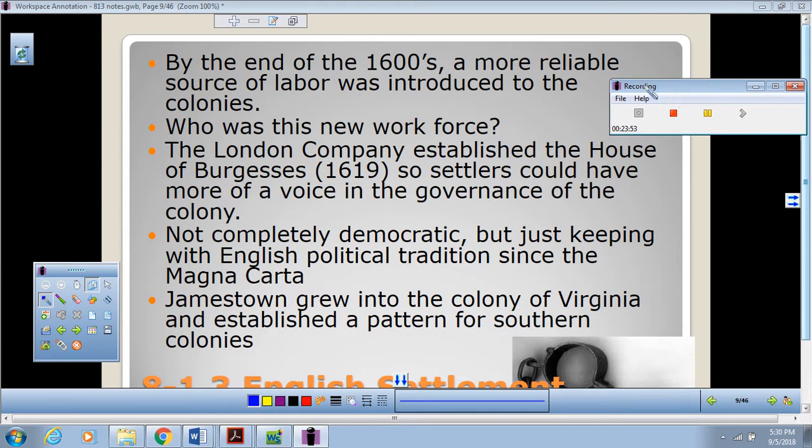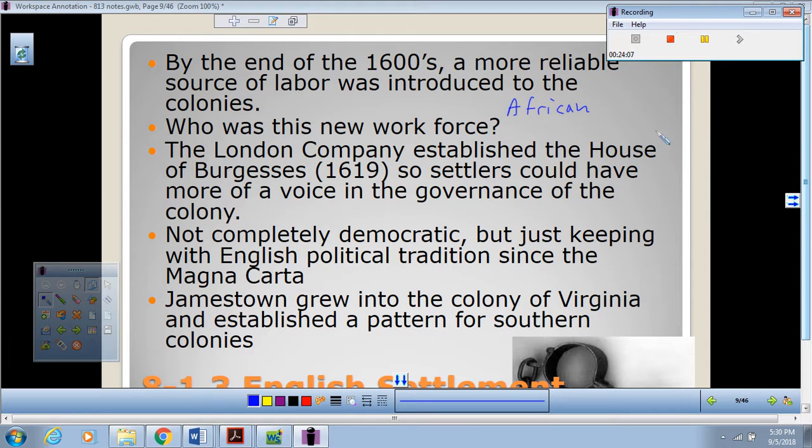However, by the end of the 1600s, a more reliable source of labor was introduced. The new workforce was African slaves. The reason was people quit signing up for the terms of indenture because they realized it was not a good deal to be an indentured servant.